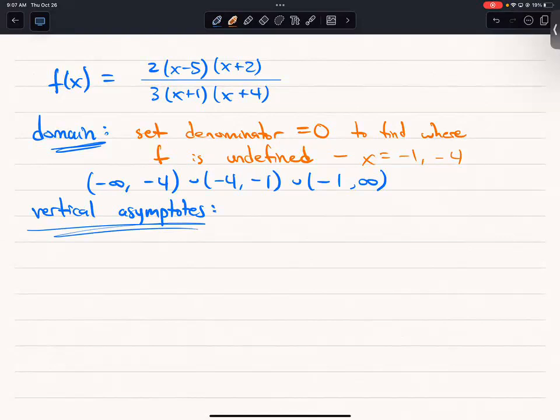Now, vertical asymptotes happen anywhere that the function would look like a number divided by 0. So if x is -4 or if x is -1, we get 0 in the denominator because the denominator has factors of x plus 1 and x plus 4. Those are not zeros of the numerator, though. Places where the numerator is 0 would be 5 and -2, and those mean other stuff we'll talk about later.